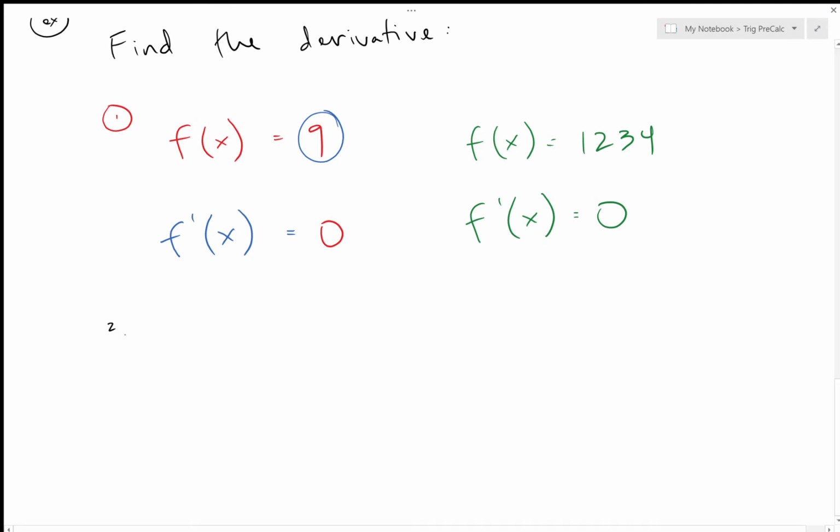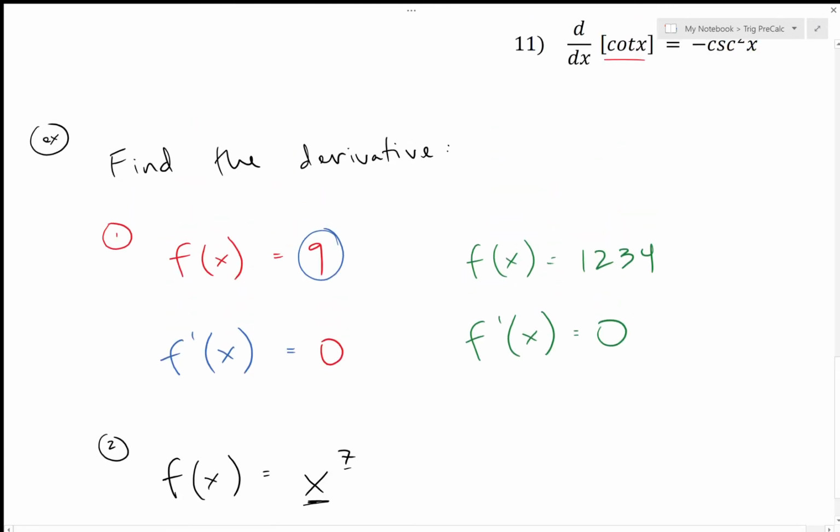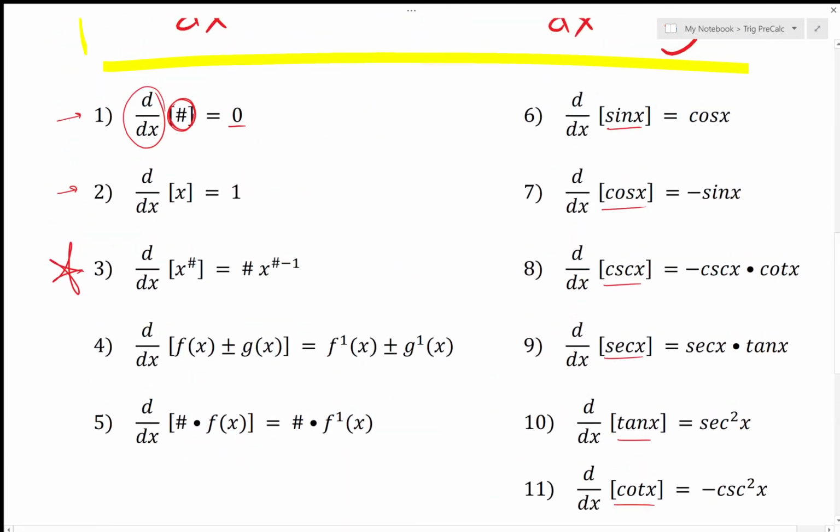Let's take a look at something else. Let's say they give us a function, f of x equals x to the 7th. Now this time, I've got a variable with an exponent. So the derivative of this, f prime of x equals, let's see which rule this uses above. So we've got a variable with an exponent. Number 2 just says a variable with no exponent. Rule 3 says x to a number. So let's see what the derivative is going to be.